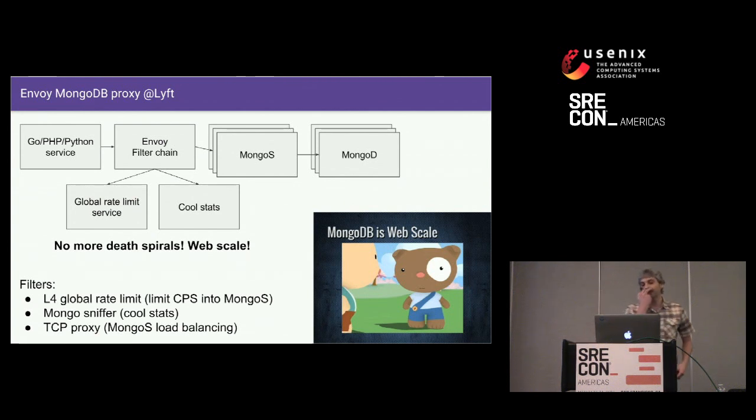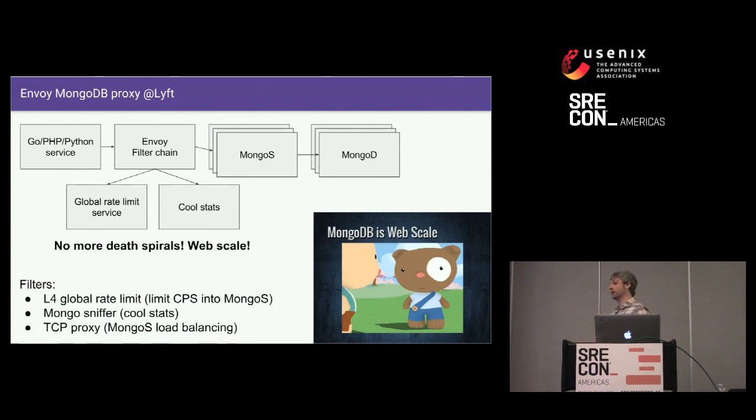All of our applications that talk to Mongo, whether that be Go, PHP, or Python, they all talk through Envoy. And then Envoy actually has 3 different filters installed. We have an L4 global rate limit filter. So this allows us to rate limit the number of connections per second that are coming into Mongo.